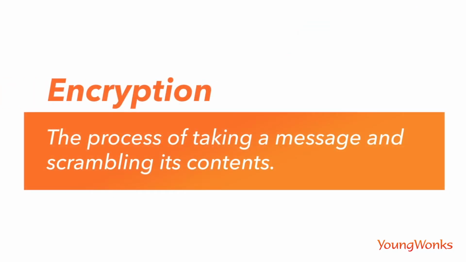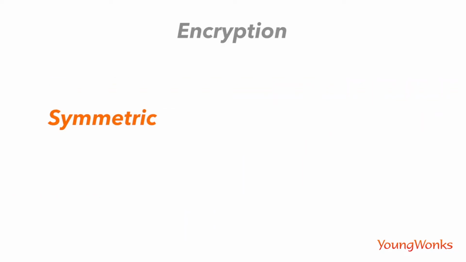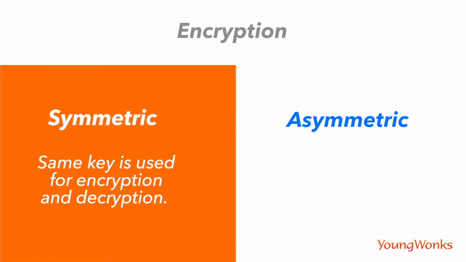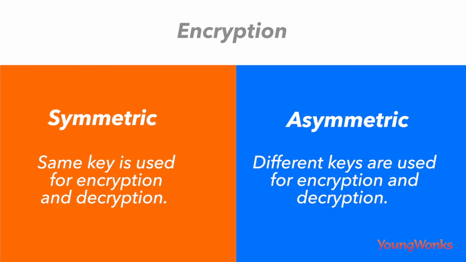Encryption is the process of taking a message and scrambling its contents. Encryption can be divided into two categories, symmetric and asymmetric. Symmetric encryption is where the same key is used for encryption and decryption. Asymmetric encryption is where different keys are used for encryption and decryption.